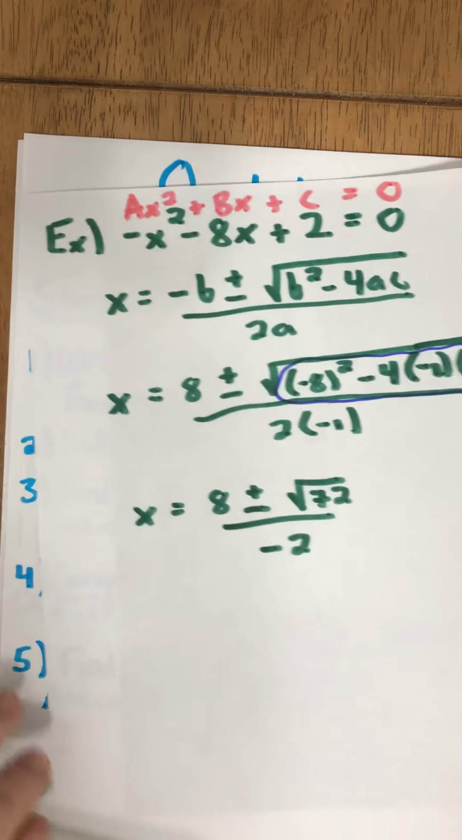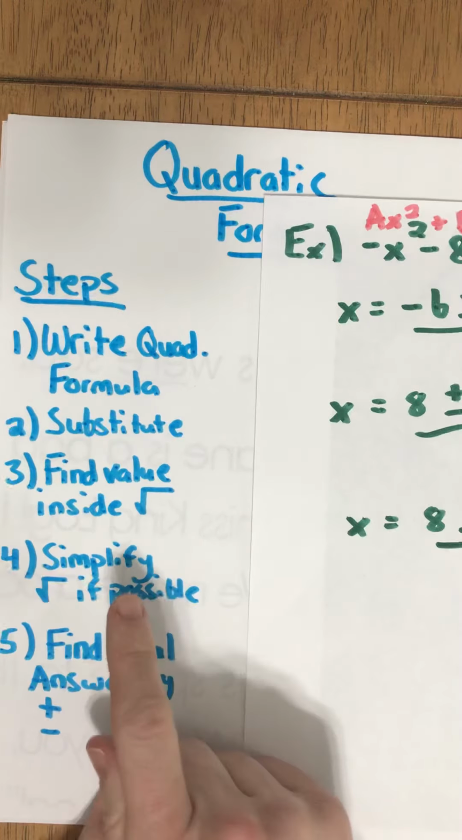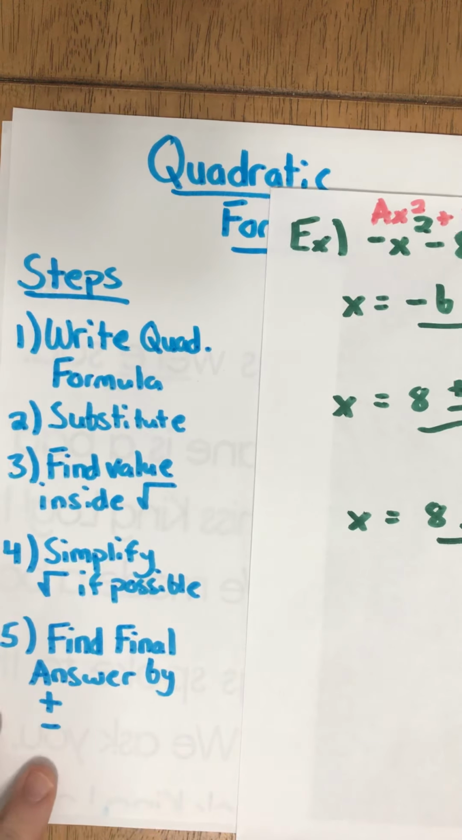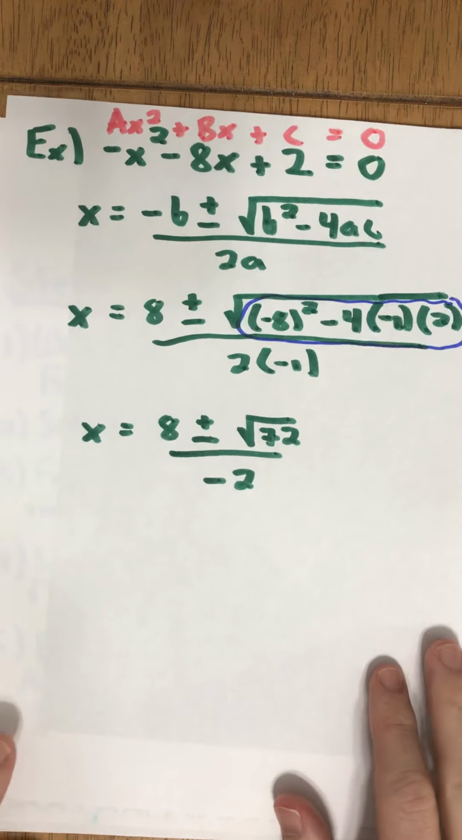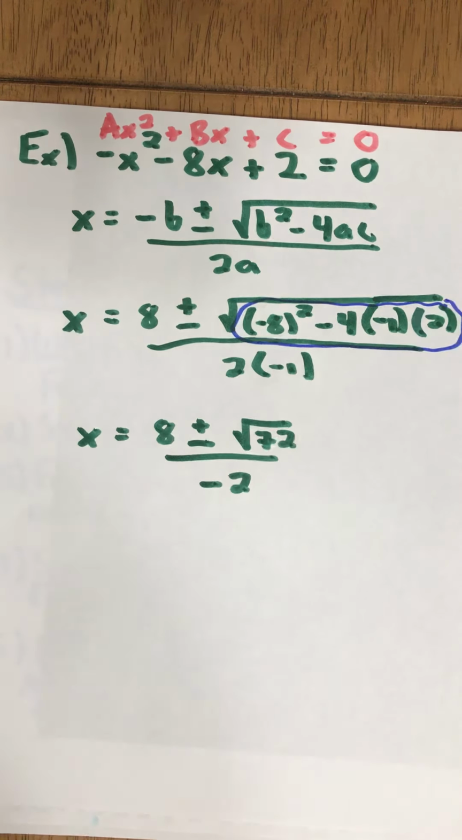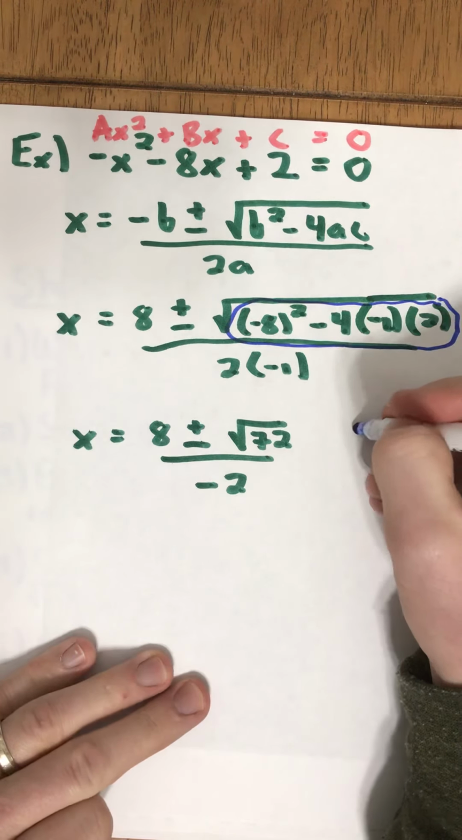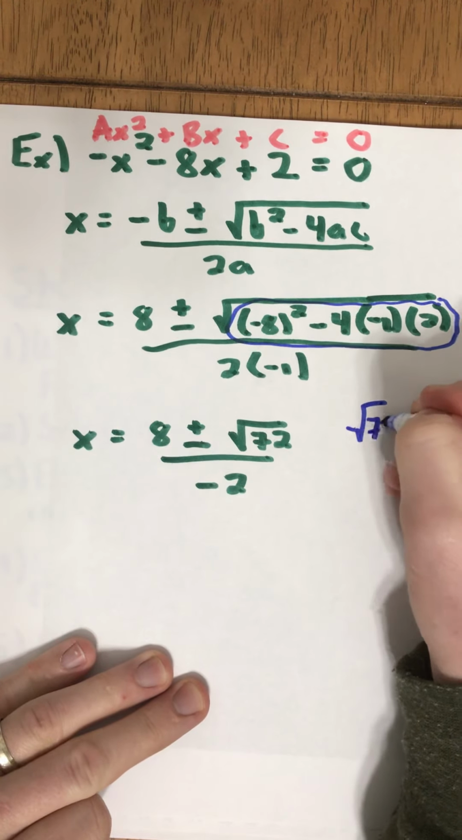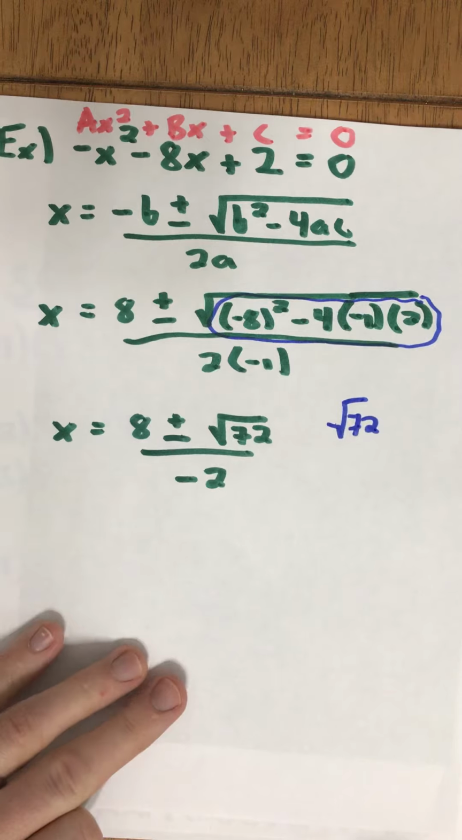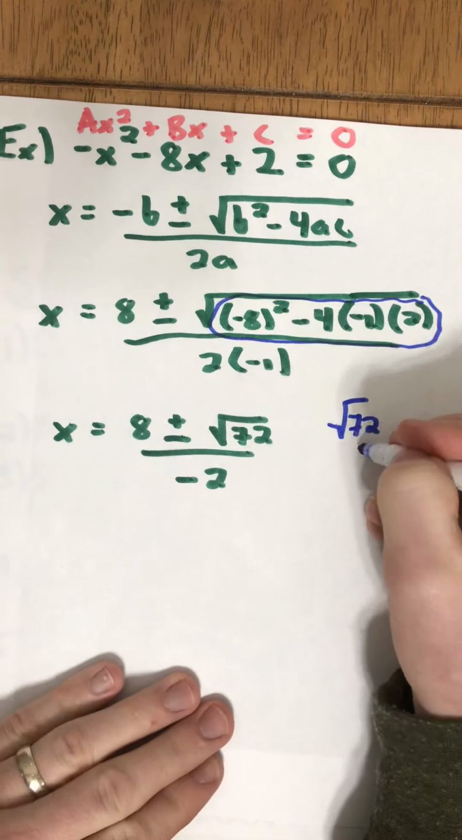And the reason for that is when we come to step 4, it says simplify the radical if possible. Well, last time we had a perfect square. We had square root of 25, which we knew was 5. We don't have one that's quite as nice now. This time it's square root of 72. So what we're going to do is off to the side, I'm going to put square root of 72, and we're going to try and simplify that, which we did about a week ago.